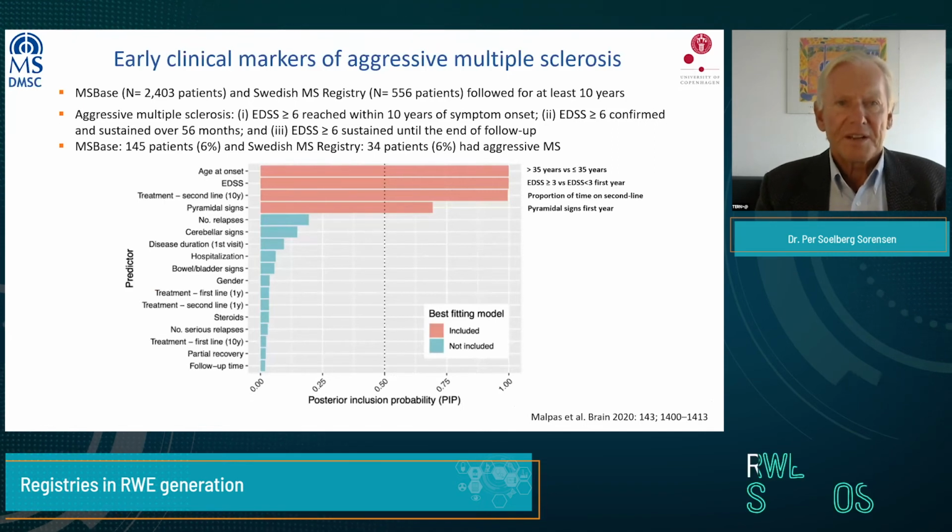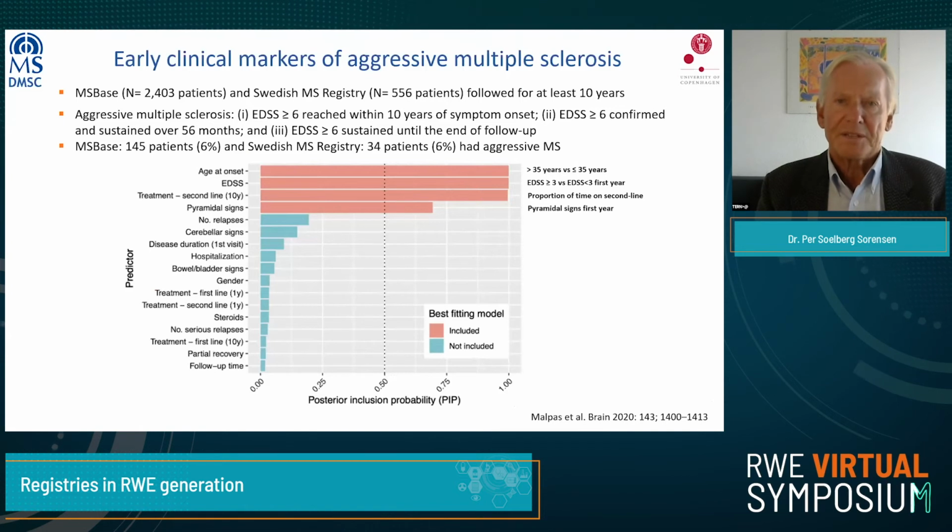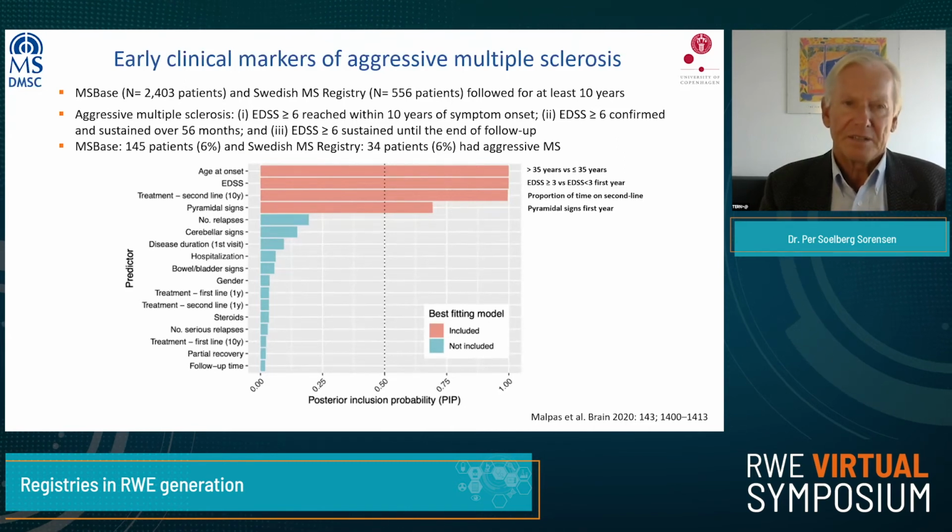This study was a collaboration between the MS base and the Swedish MS registry, and it looked at early clinical markers of aggressive multiple sclerosis. They studied 2,403 patients in the MS base and 556 patients in the Swedish MS register, and they were followed for at least 10 years.